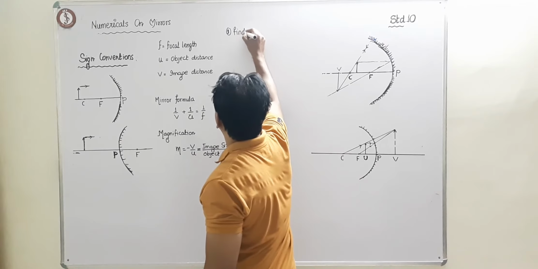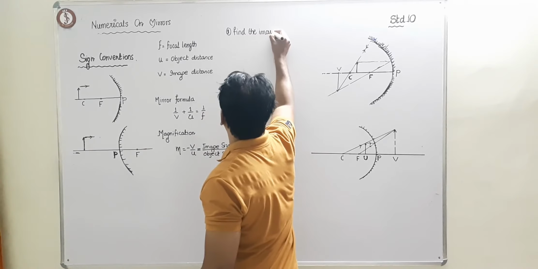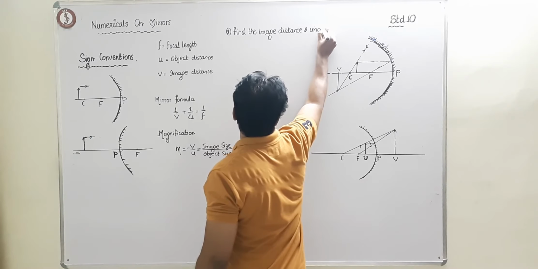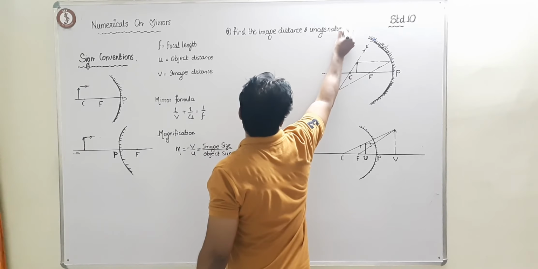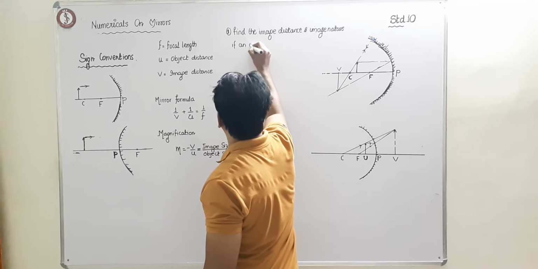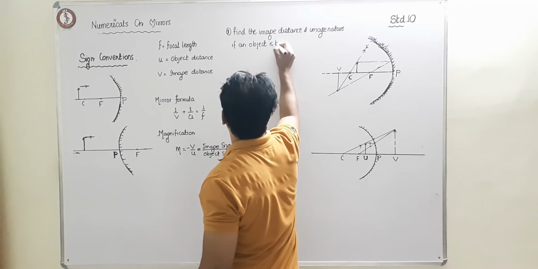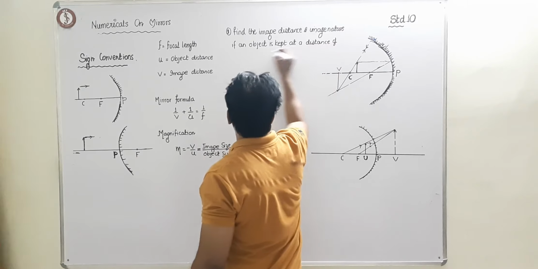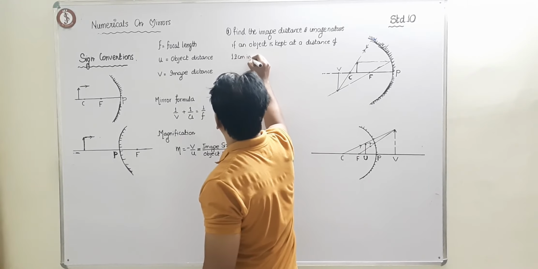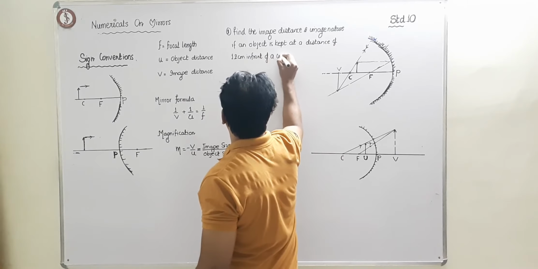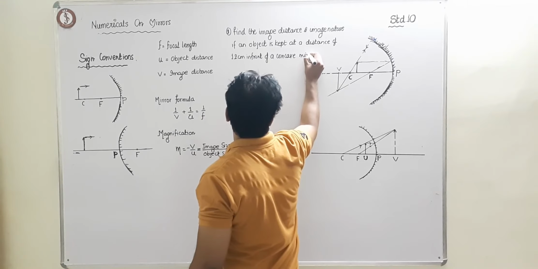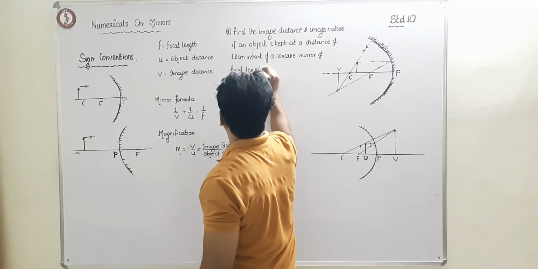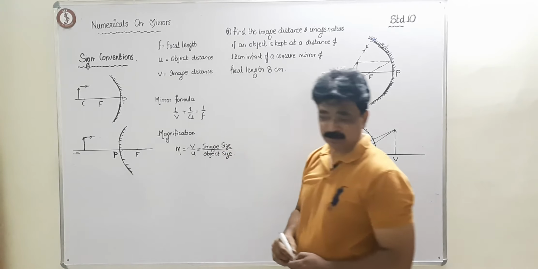Find the image distance and the image nature. Nature of image, I am writing it short. If an object is kept at a distance of 12 centimeter in front of a concave mirror of focal length 8 centimeter. So I am doing this numerical.